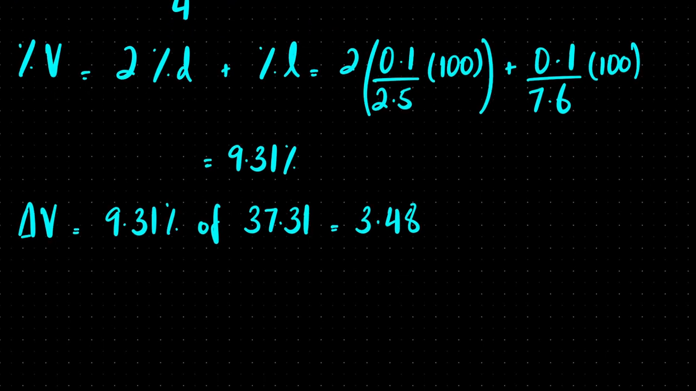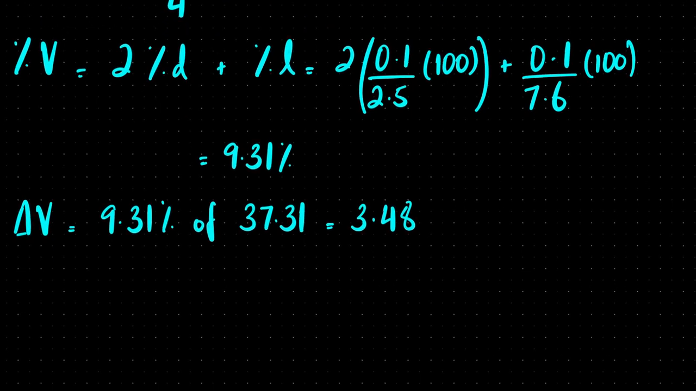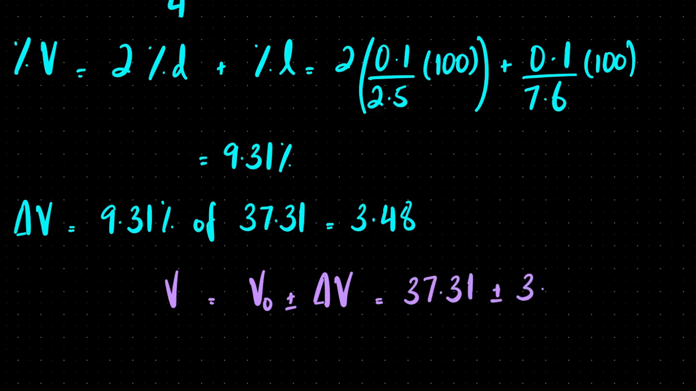Now we'll see rule number 5 in action, which is how to represent these quantities. If I'm talking about the volume, I write this as the principal value plus or minus delta V. So here I'm going to write my actual value, which was 37.31 plus or minus 3.48. Now the rule goes like this: you first write this to 1 SF. Reading from the left, the first non-zero figure is an SF, and every number after, regardless of whether it's a 0 or not, is also an SF.